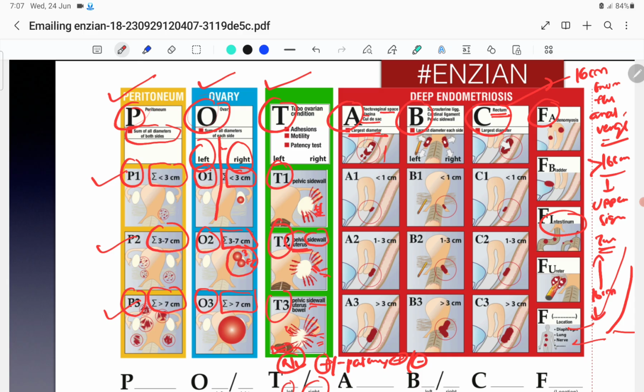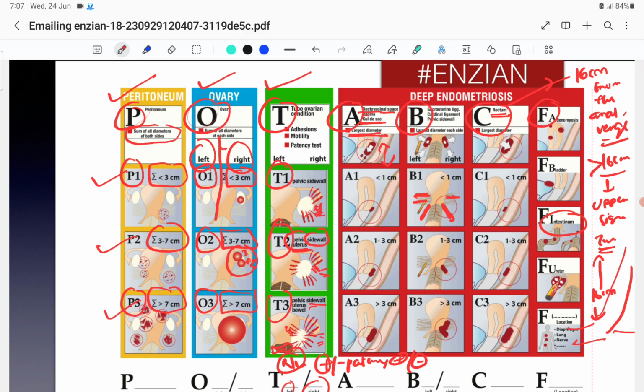16 centimeters from the anal verge is included as C, the rectum. A is for the rectovaginal space or vagina, the cul-de-sac, in the craniocaudal direction. You have to measure in the mid-sagittal plane, in ultrasound or MRI. Then B is the uterosacral ligament involvement or the cardinal ligament involvement and pelvic side wall. Then the rectum is 16 centimeters from the anal verge.